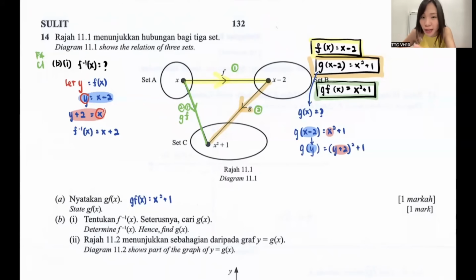So you no need to redo the let Y because you already did it. So I'm just using the blue color, purple color to show that when X minus 2 becomes Y, then my X will become Y plus 2. So now all I need to do is expand it.